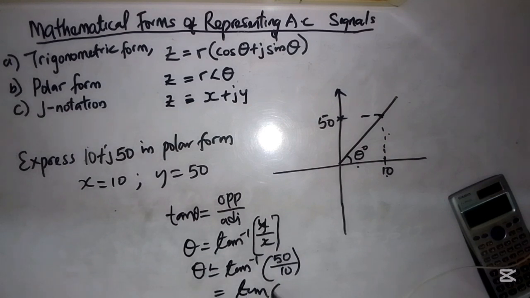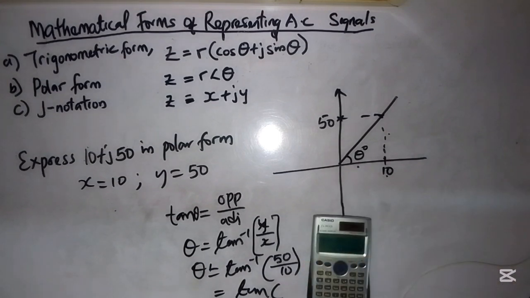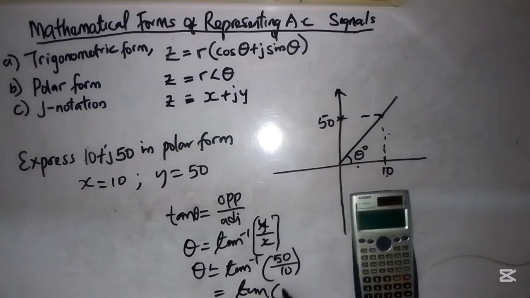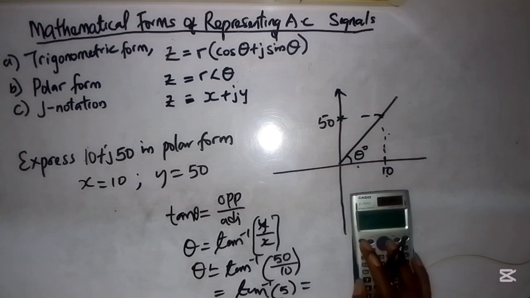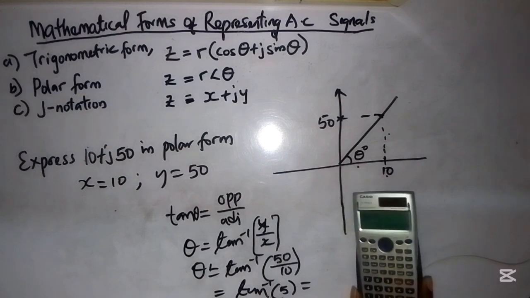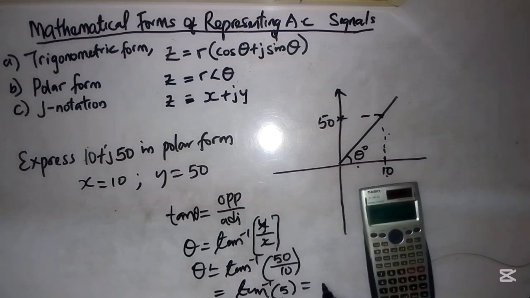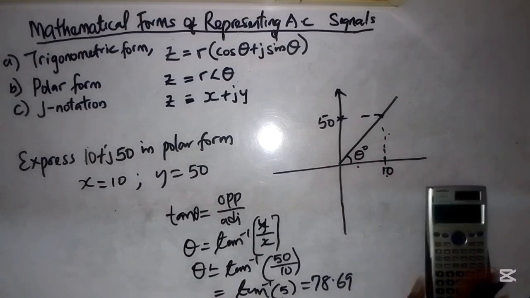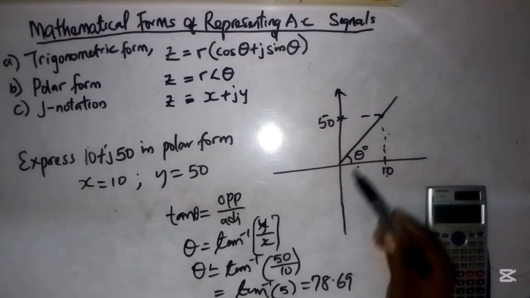So what is the tan inverse of 50 over 10? That's tan inverse of 5, which will give us 78.69. So how then do we get the value for our resultant?